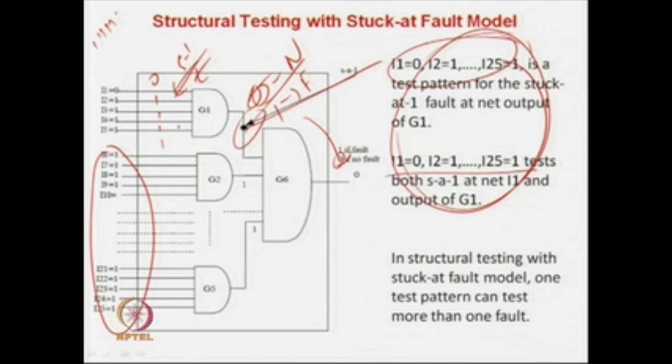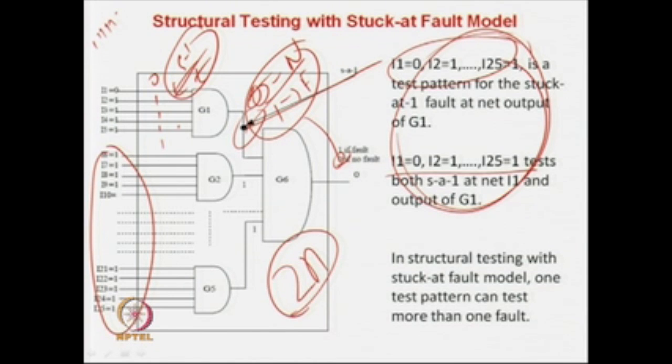So one test pattern, that is 0, 1, 1, 1, 1, and all ones, is testing a stuck at one fault here and a stuck at one fault here. So we have seen that one pattern tests more than one stuck at fault. So we will see that much less than 2n test patterns are required to test all the stuck at faults.